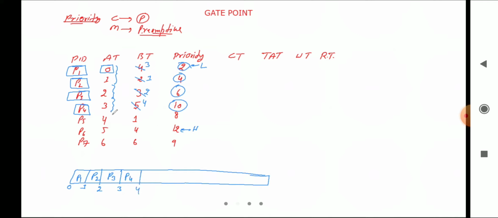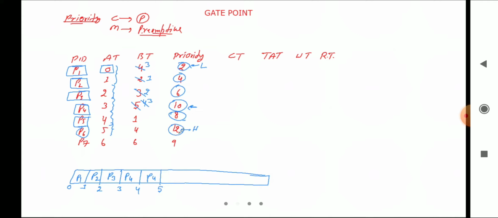So now P5 is also available. Out of these processes, which one has the highest priority? Again P4 has the highest priority out of all these, right? So we'll execute P4 again for one unit. So remaining time is 3. 4 plus 1 is 5. Now P6 is also available, right? So out of these processes, which one has the highest priority?